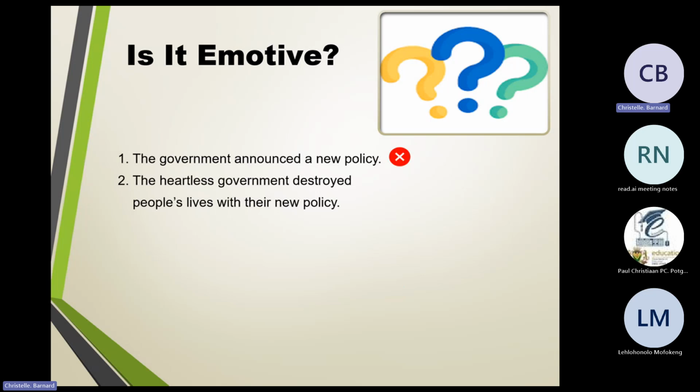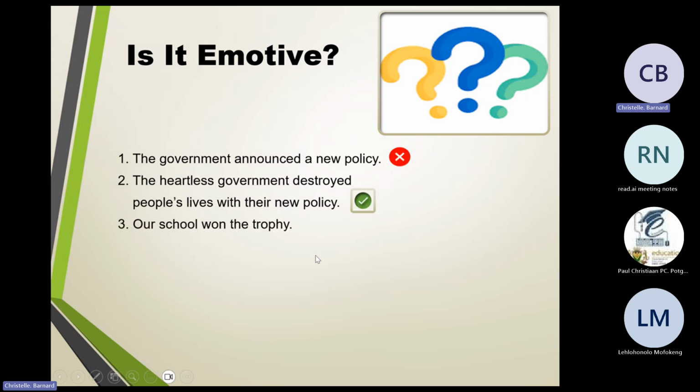The second one, the heartless government destroyed people's lives with their new policy. So there's much more information. Heartless, right? So you don't feel sorry for them, you get angry at them. They treat people unfairly. Destroyed is a very strong word, right? And those 2 words make it emotive. So if you said yes, then you would be correct.